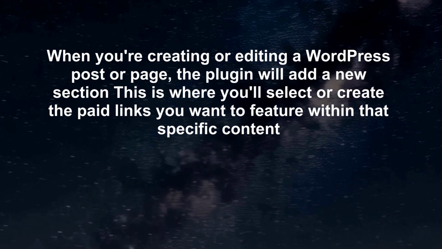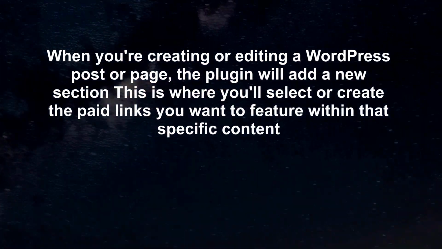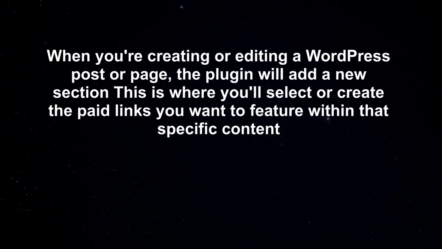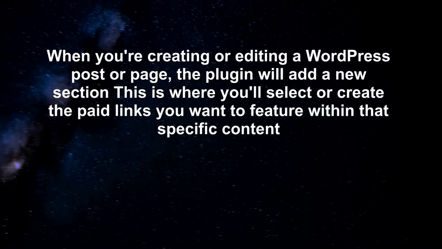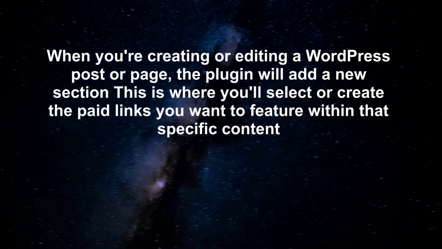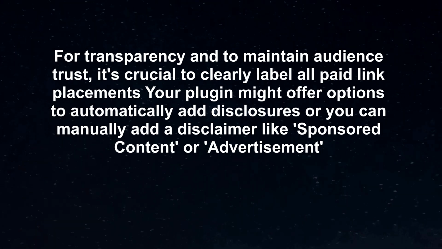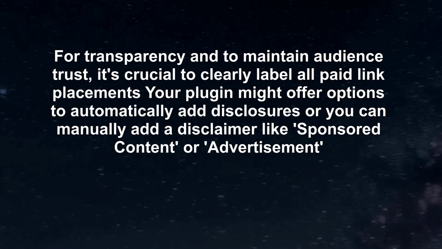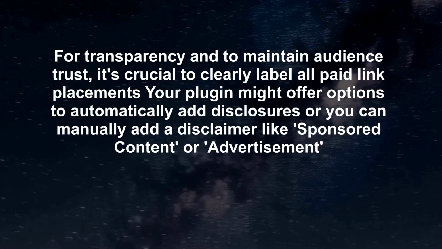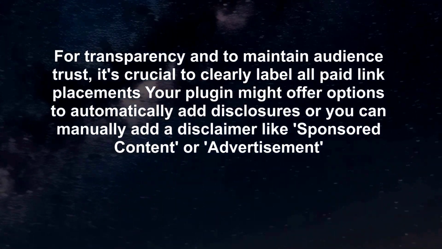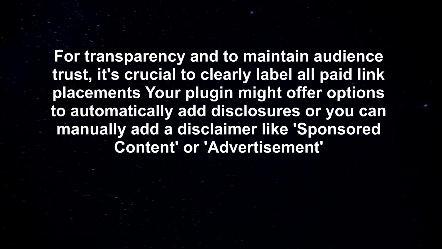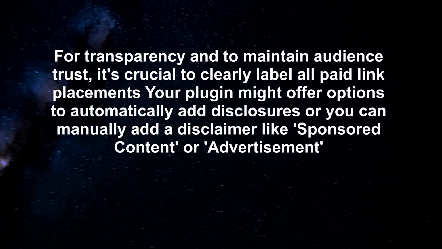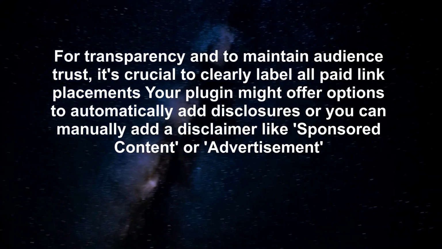When you're creating or editing a WordPress post or page, the plugin will add a new section. This is where you'll select or create the paid links you want to feature within that specific content. For transparency and to maintain audience trust, it's crucial to clearly label all paid link placements. Your plugin might offer options to automatically add disclosures, or you can manually add a disclaimer like sponsored content or advertisement.